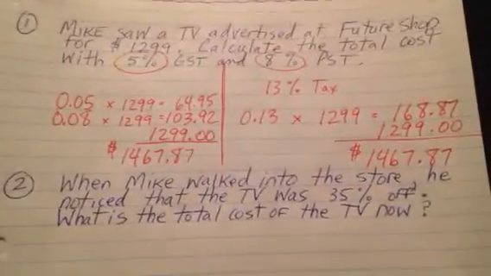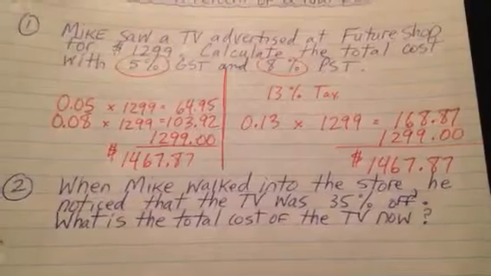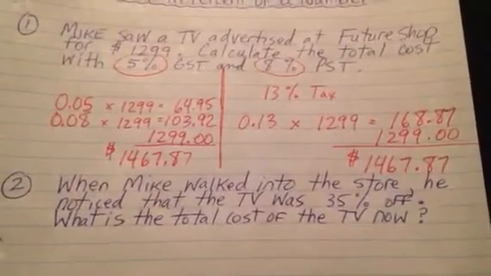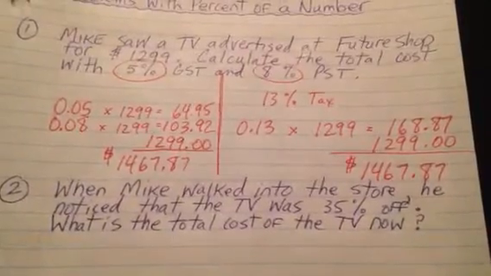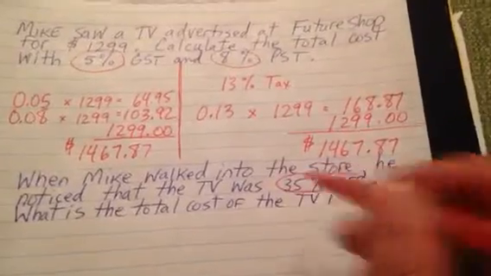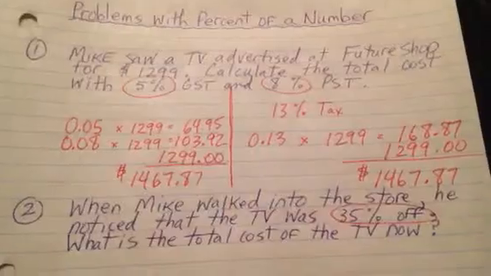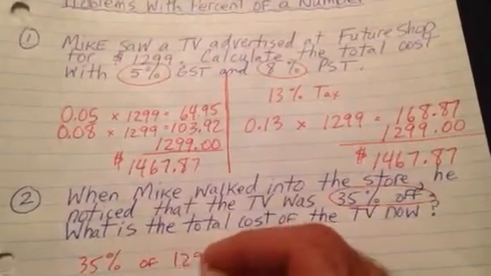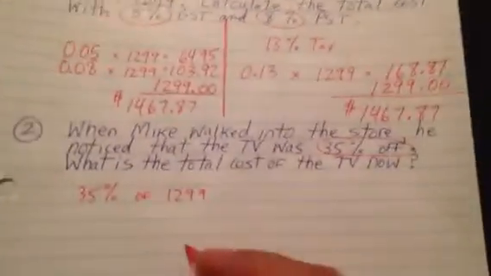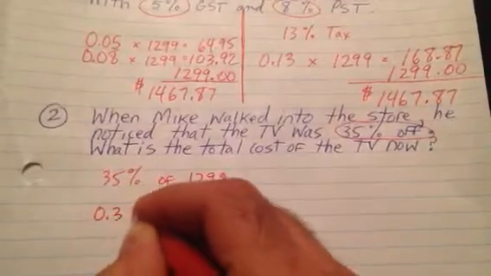So let's say that when Mike walked in the store, he noticed that the TV was 35% off. So it's no longer regularly priced at $1,299, but it's now got a percentage off. So we have to figure out what the discount is. In other words, we have to figure out what is 35% off. 35% of the $1,299. So what we're trying to figure out is what is 35% of $1,299, because that's got to be taken off.